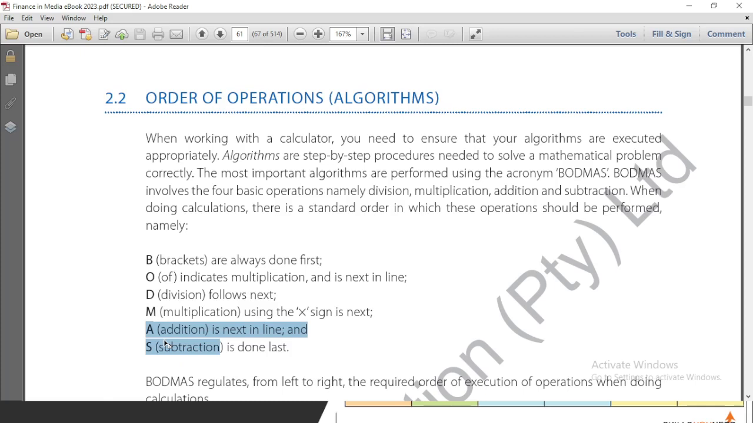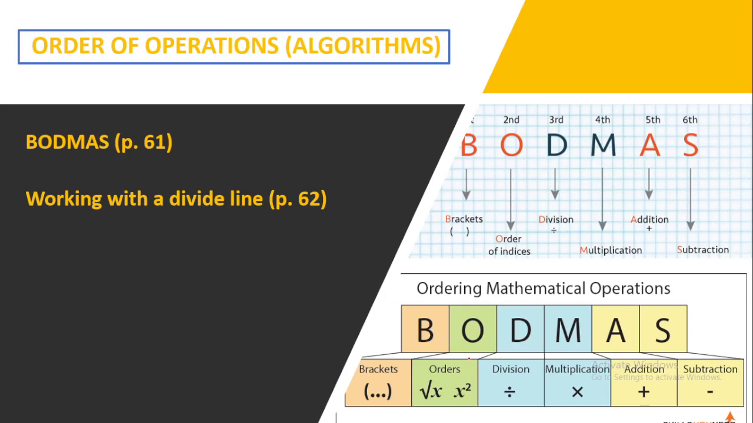The same applies to the division and multiplication. They also have the same weight. That is why, if you can see from the screen, the D and M for division and multiplication share the same color, and the addition and subtraction share the same color. So the O represents the of or the orders, where the orders are either the square root or x squared, meaning that if these are also within your equation, you will have to apply those first before you do the division, multiplication, subtraction and addition.